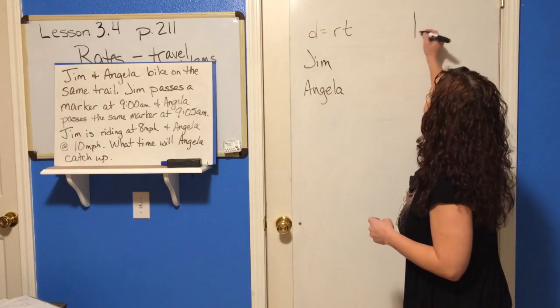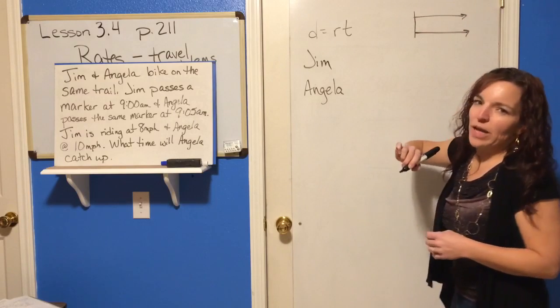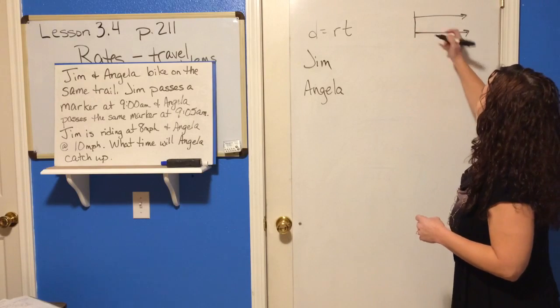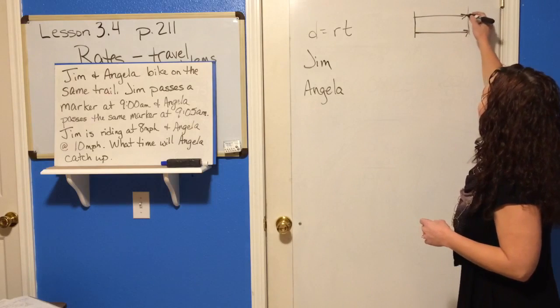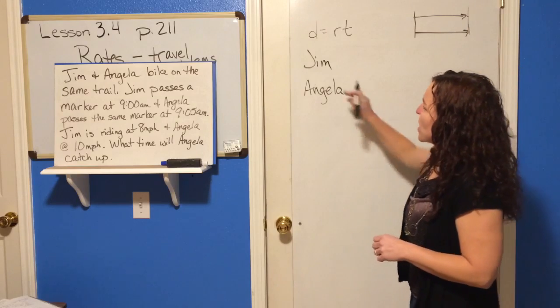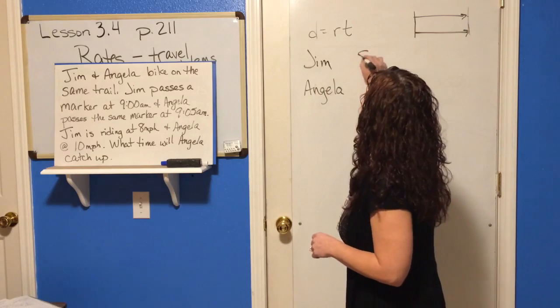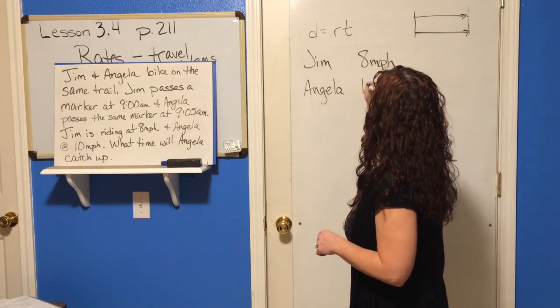We also have a picture where Jim and Angela are going the same direction. So their distance, this distance and this distance, we want to be the same. We want them to end up at the same place at the same time. We know Jim is riding at 8 miles an hour and Angela is riding at 10 miles an hour.